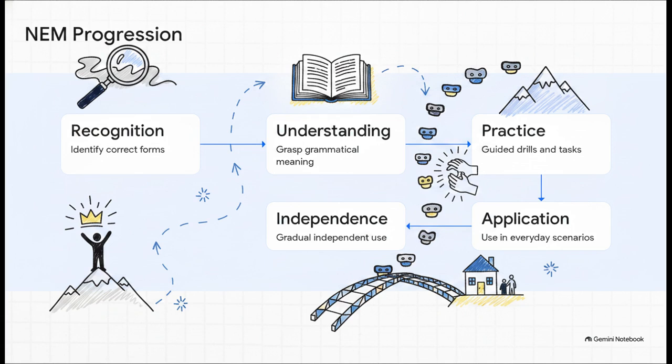Step 1, simple recognition of a form. Step 2, moving to basic understanding. Step 3, entering a heavy phase of guided practice. Step 4, slowly pushing into application. And finally, Step 5, the ultimate summit for the NEM learner, independent grammatical use in everyday functional scenarios.